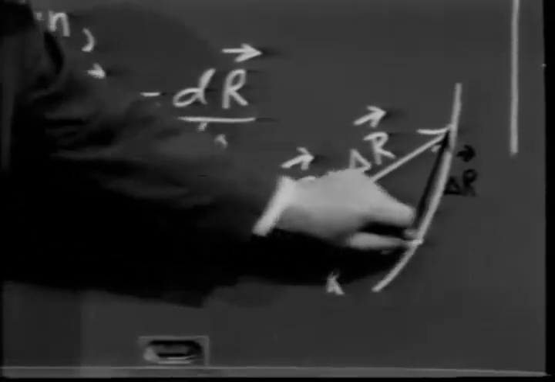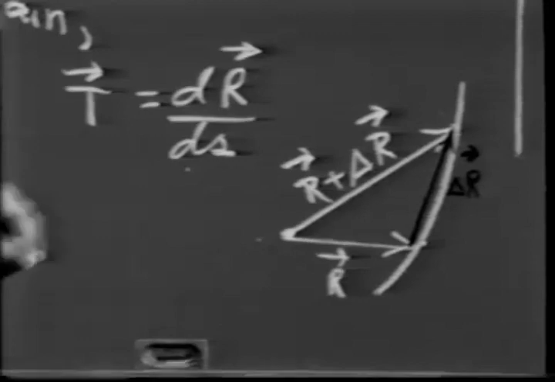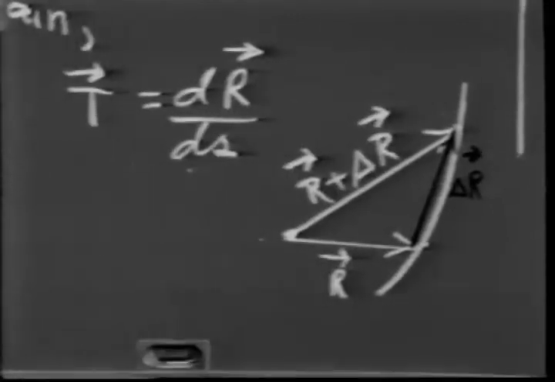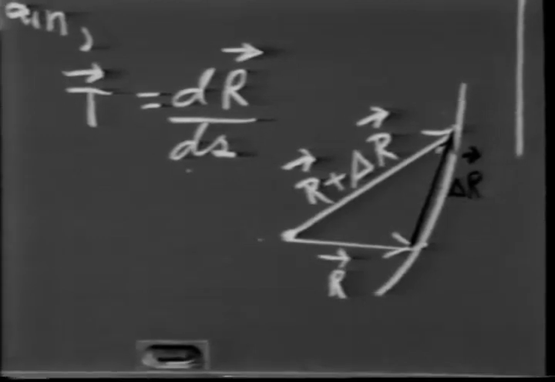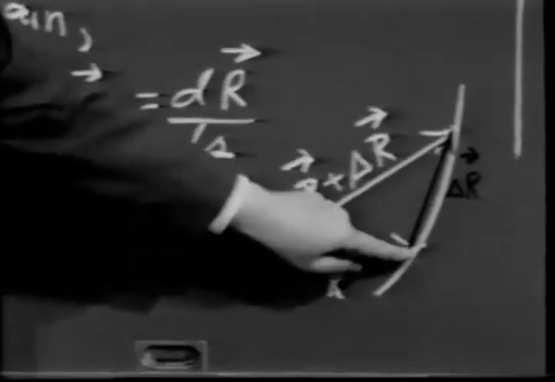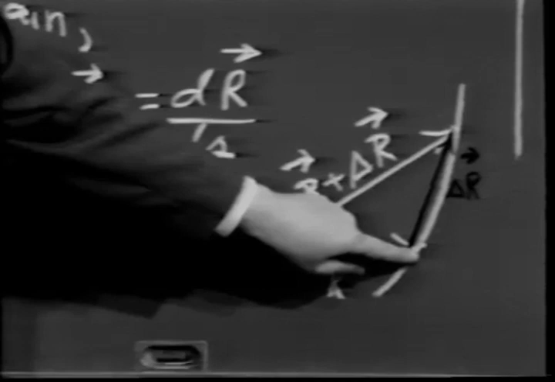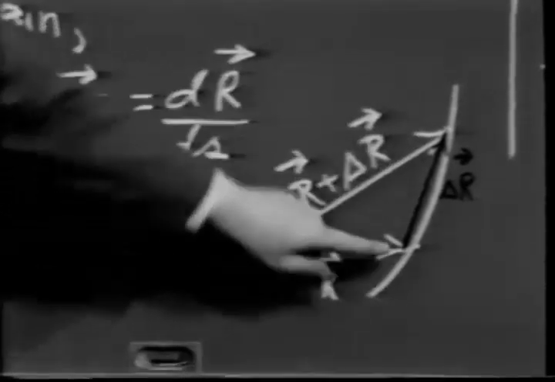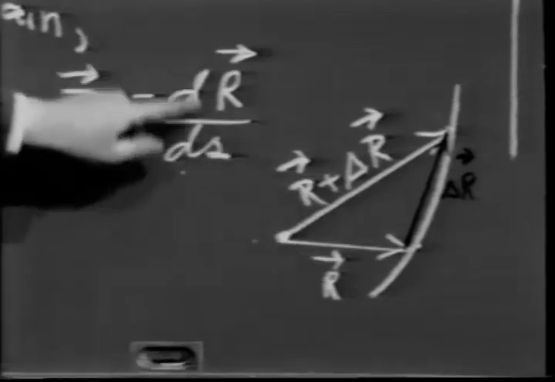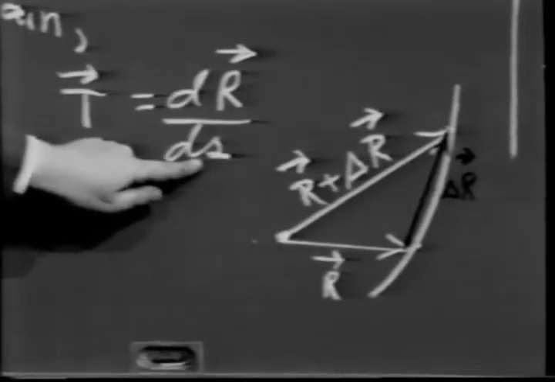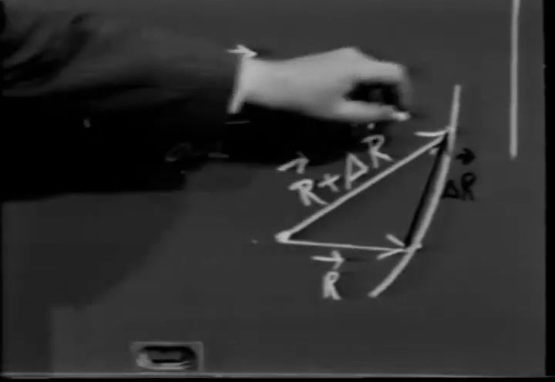I've taken a small segment of it. Its r plus delta r, so this difference is delta r. Look what happens as you take delta r and divide it by delta s. First of all, the direction of delta r does become the direction of the tangent line as delta s approaches 0. So certainly we can believe that the direction of dr/ds is going to be the tangential direction.